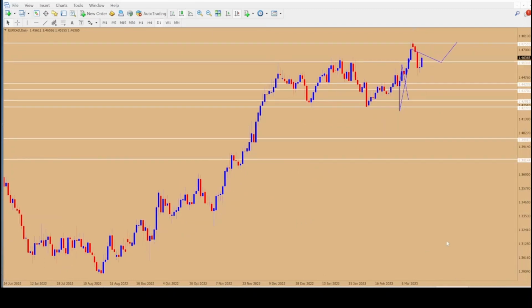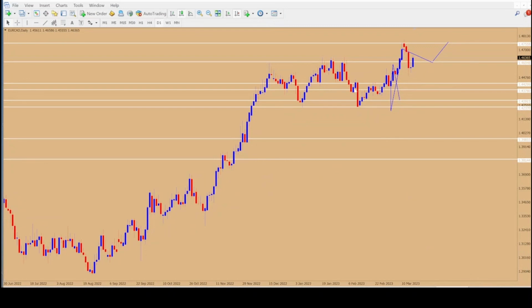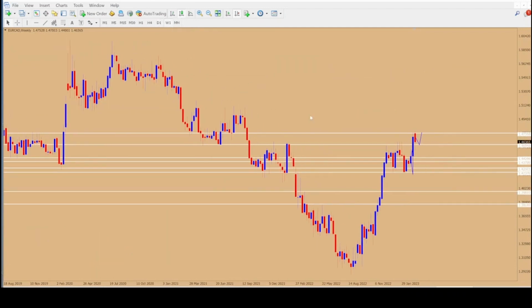So on to the next one, the EURCAD daily. So what's happening with the EURCAD daily candle? Well, bullish, pause, bullish. What's next is going to happen here? I predict bullish.